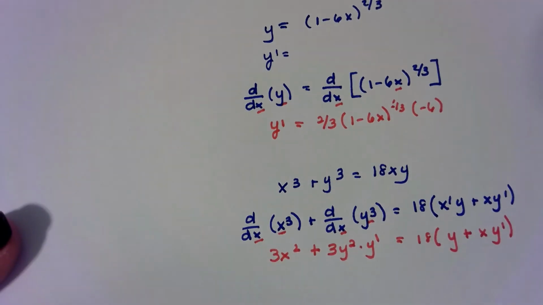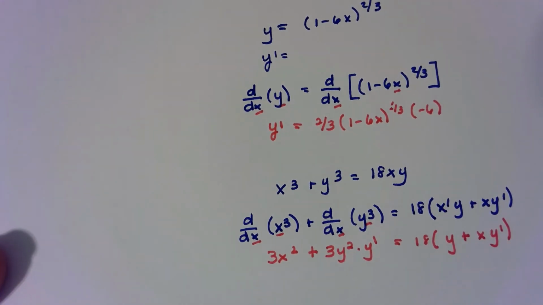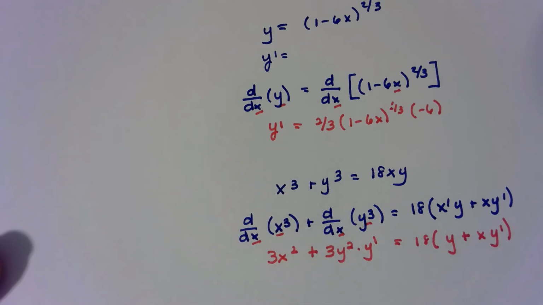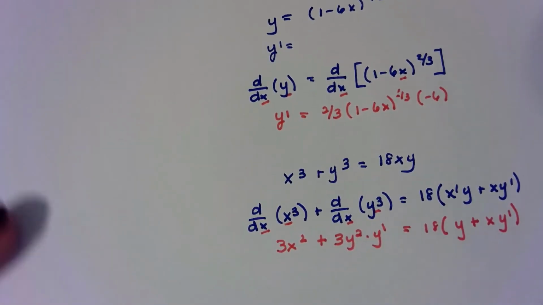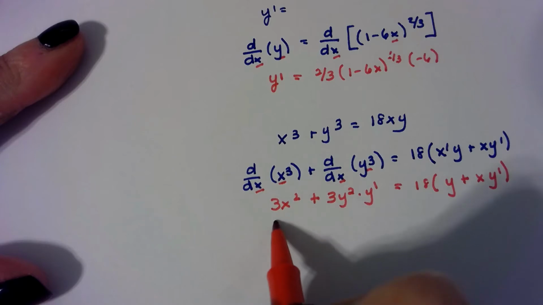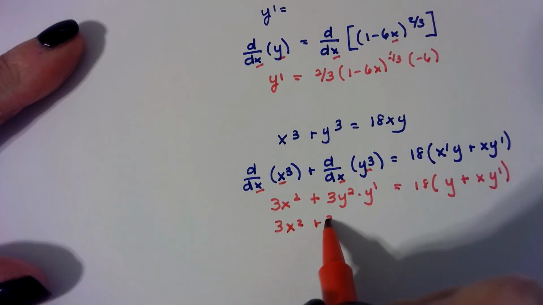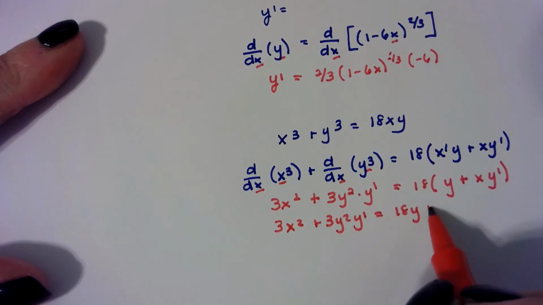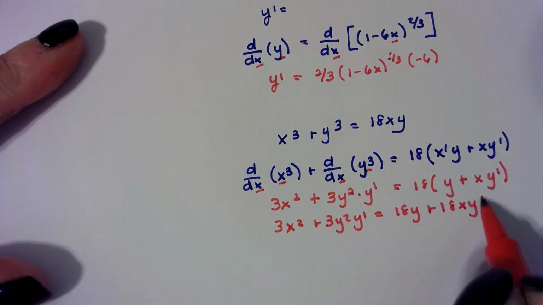Now the goal is that we want to get our y primes over to one side of the equation. Okay, so in this case, it was already done for you. You didn't have to move anything. In this case, we're going to have to manipulate it a little bit algebraically. So, no problem, right? What I have here is I'm going to go ahead and distribute this 18. So we have 3x squared plus 3y squared y prime is equal to 18y plus 18xy prime.